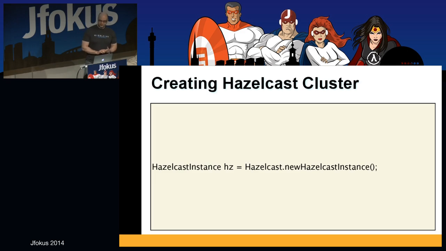Creating a Hazelcast cluster is very simple. Yeah, this is one line. There you have your Hazelcast cluster. So Hazelcast instance, HZ is Hazelcast, new Hazelcast instance.